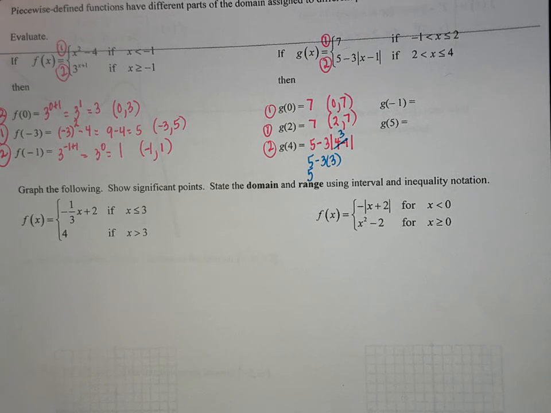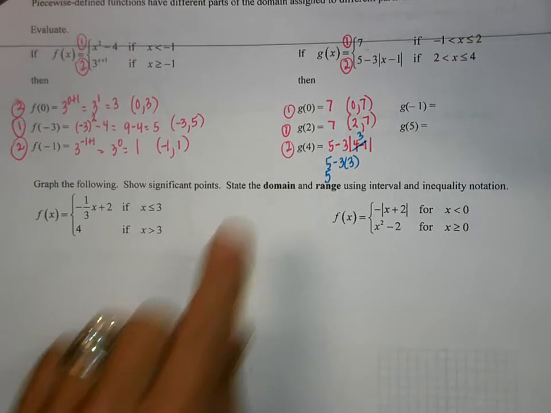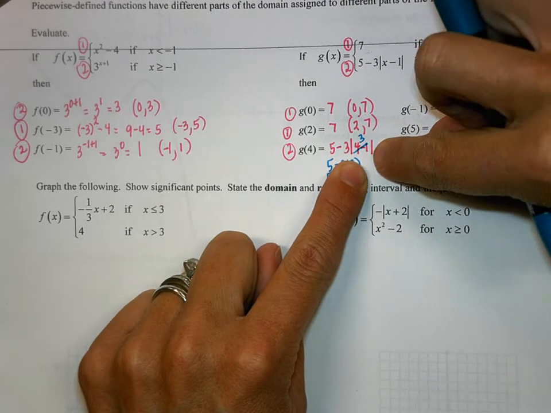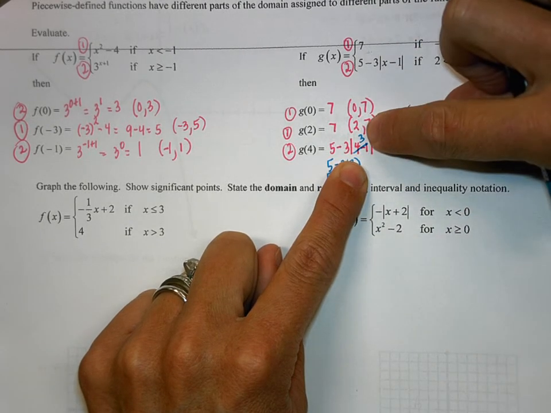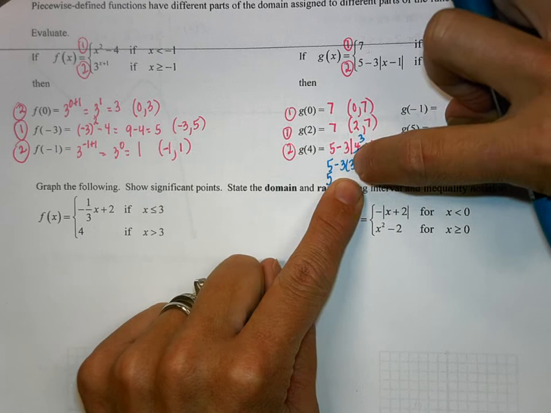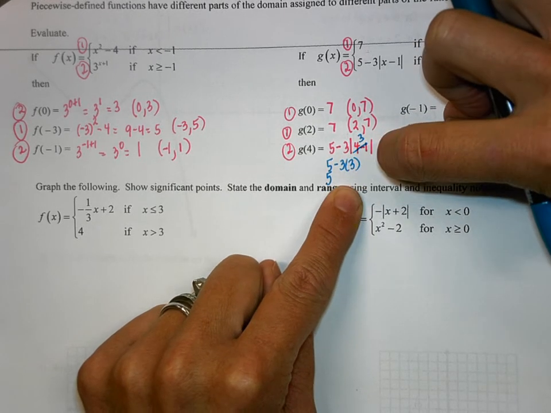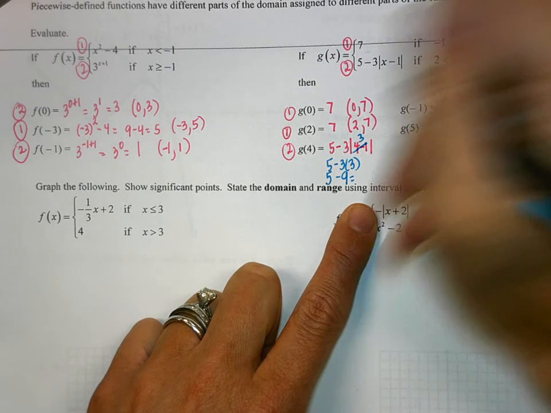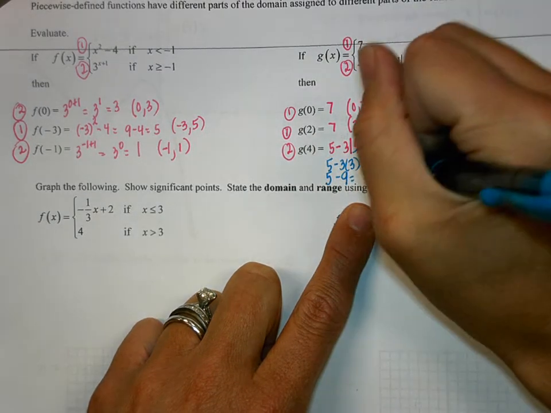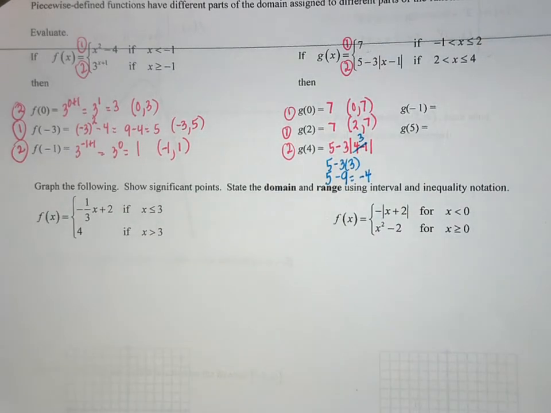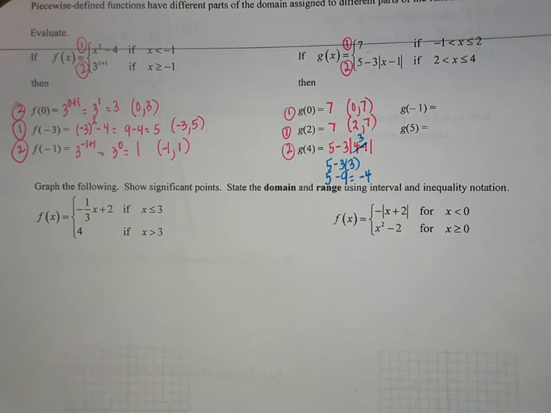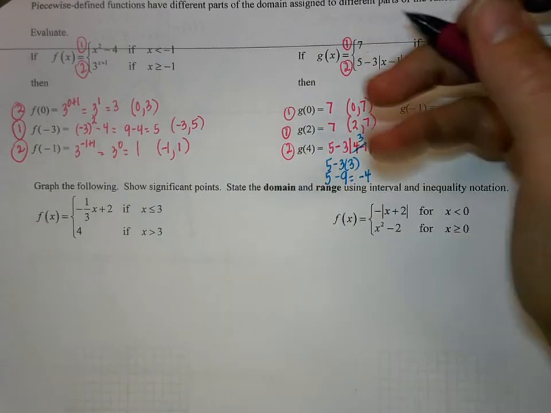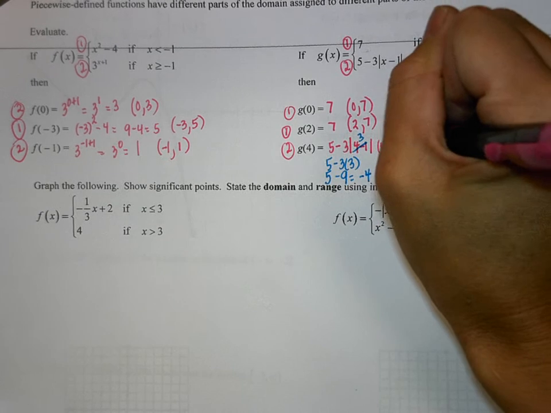Did I do something wrong? So going back up here, let's just double check. We wrote this out, 5 minus 3, absolute value, we're plugging in 4, right? Minus 1, 4 minus 1 is 3. Absolute value of 3 is 3. And then we multiply 3 times 3, which is 9. And so we have 5 minus 9, which is? Negative 4. Are we okay? All right, so that ordered pair is good, 4, negative 4.